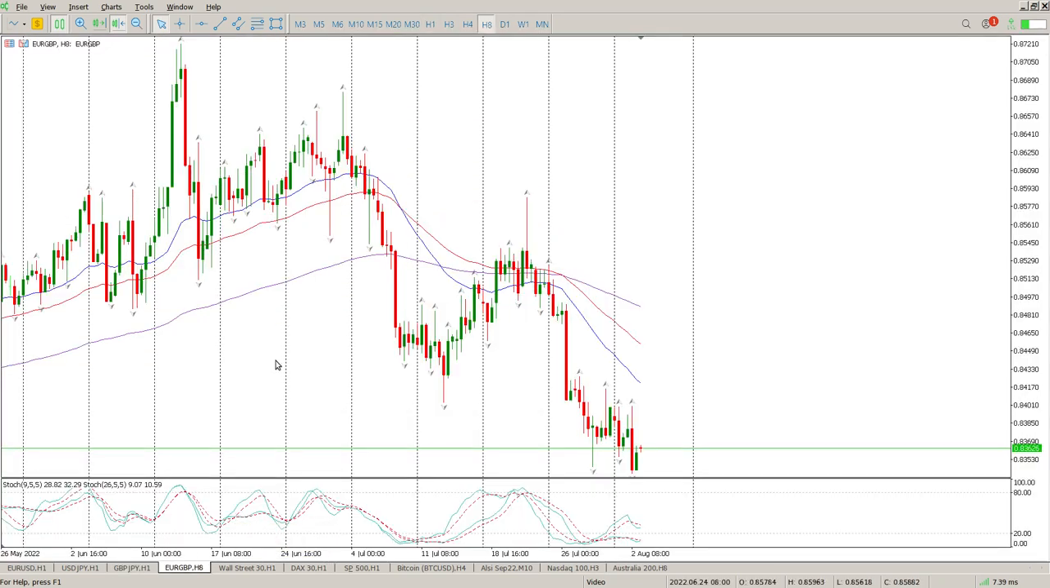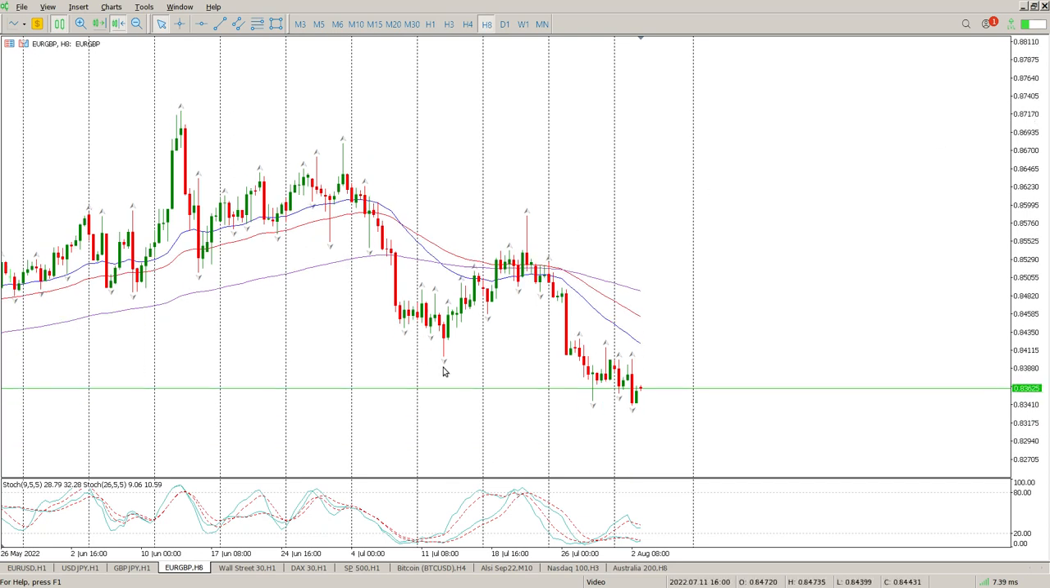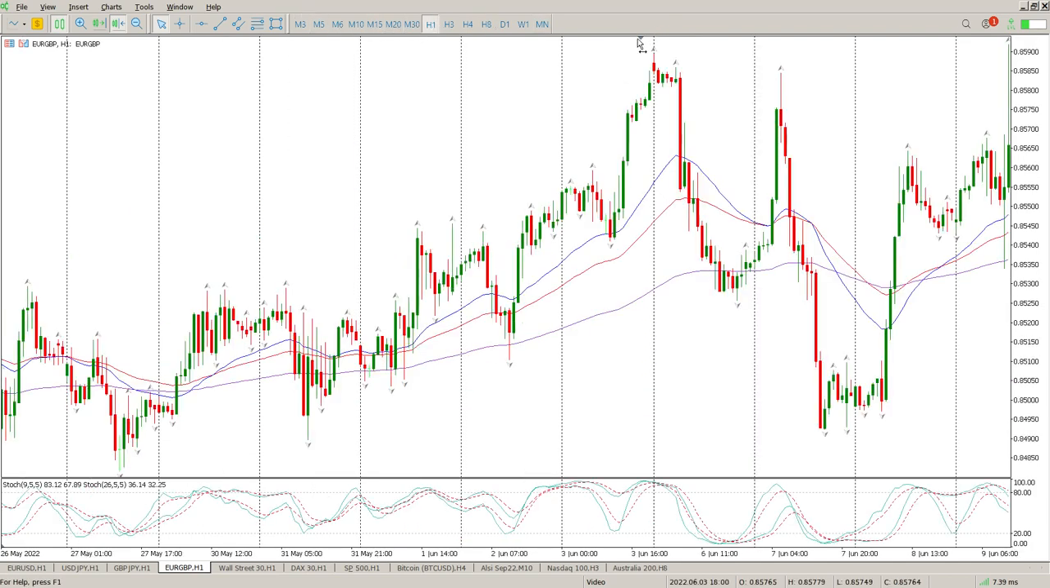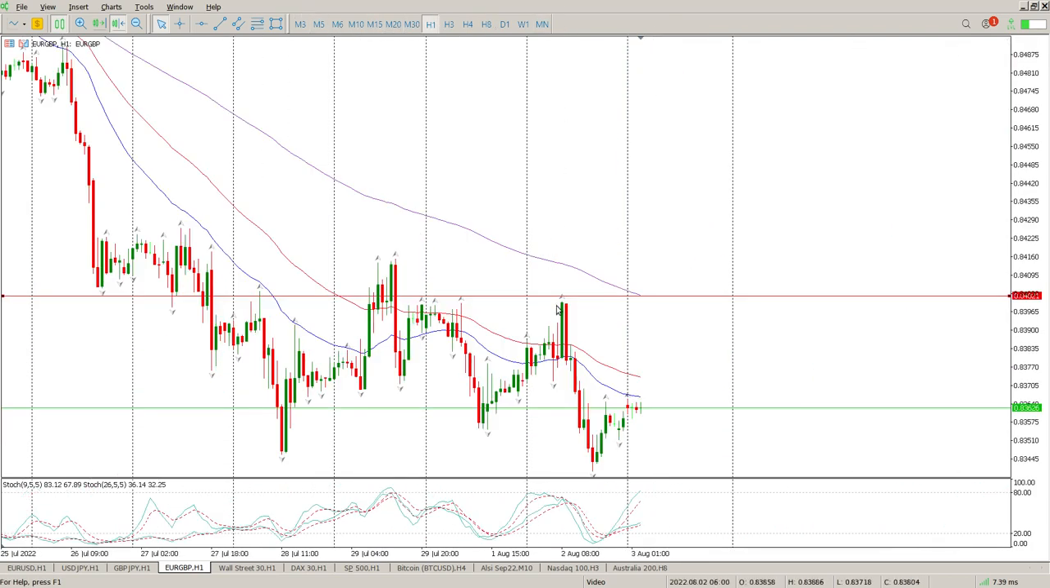Euro British pound, nothing really been going on this week. We've been gradually just grinding lower, which is what I'm expecting to happen. But we're looking for a rejection of this area, and we'll look at this on the hour. I don't think we've had a decent rejection of that. I think it's fallen short every time. Yeah, just fallen short to that level every time.